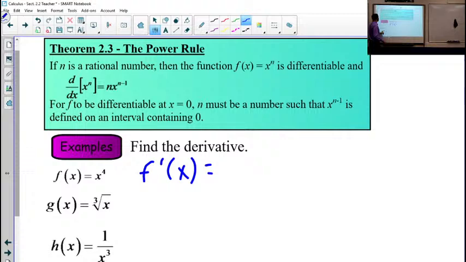Remember, there's a couple different bits of notation. We have d by dx for that little nudge of x that we're taking. Or another common bit of notation is a prime. So I had y prime on the last slide. Here's f prime of x. So the process here, that 4 is going to come down out in front. X to the 4 minus 1, so 4x cubed.